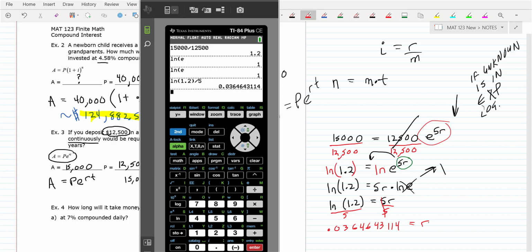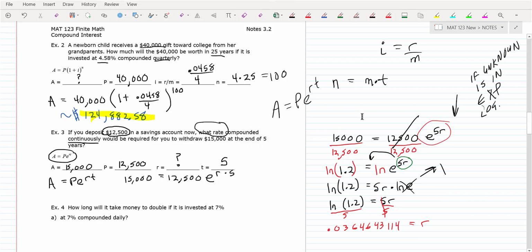So that would be a 3.6% interest rate. That would be the answer to that problem. So you would end up getting R is about, we'll just say 3.6. We just round that off like that.